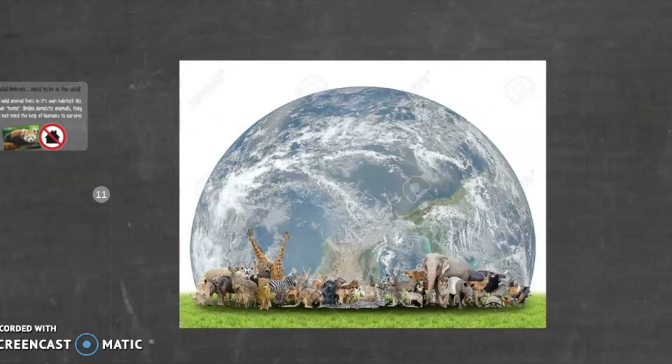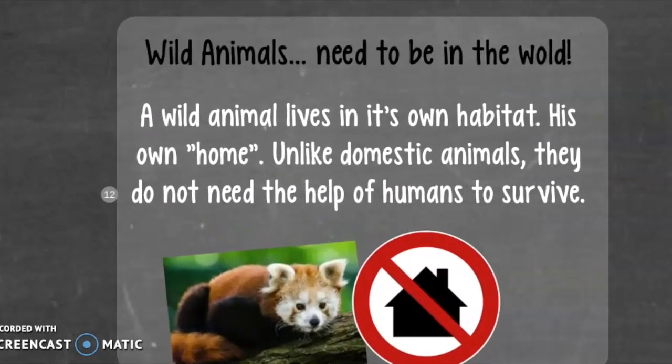Here's a few examples of wild animals. You can find wild animals anywhere around the world. A wild animal lives in its own habitat, dans son propre habitat, its own home. And unlike domestic animals, they do not need the help of humans to survive. They can survive perfectly on their own without having any help from humans.